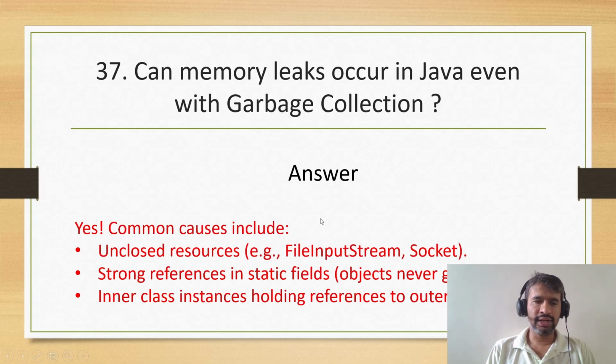So the answer is a couple of examples here: when there are unclosed resources, which we already discussed; strong references in a static field, the cache example; and third, an inner class instance holding a reference to the outer class. These are all examples where a memory leak can happen. Let's move on to the next question.